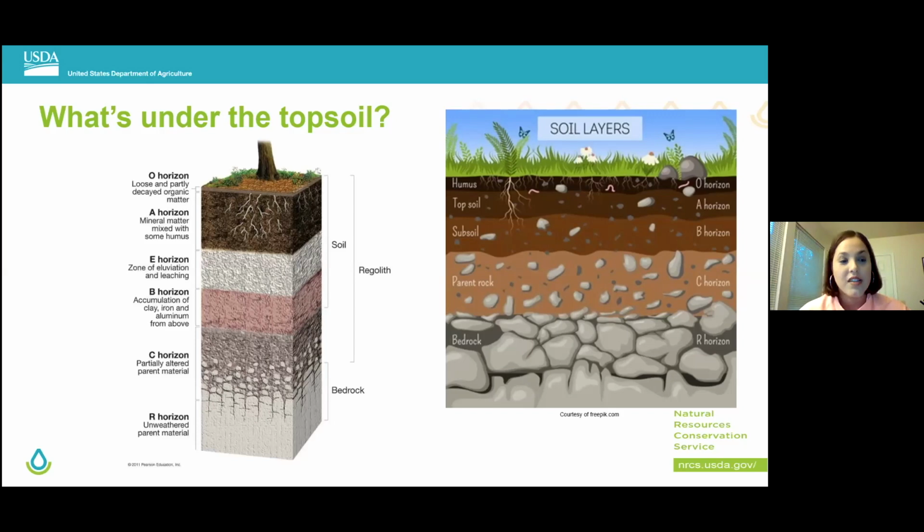So the E horizon is the zone of eluviation. You're going to have the clay and iron and aluminum oxides from that horizon moving downward and being accumulated in the B horizon. So the B is the zone of accumulation. And underneath, you have the C horizon, which is basically the partially altered parent material, and you end up with the bedrock or the R horizon. That is the parent material, the unweathered parent material. And that could be any kind of rock. It could be an igneous rock, a metamorphic rock, a granite. It could be any kind of rock, okay?